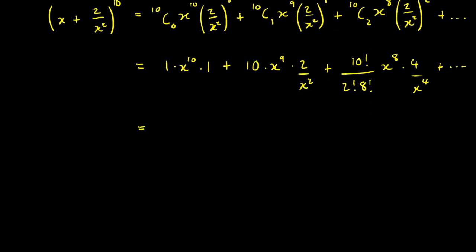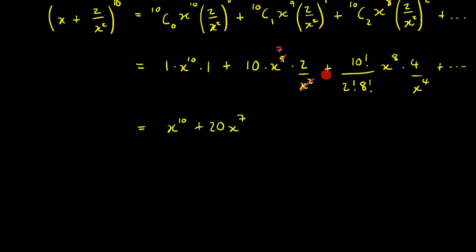So we get 1 times x to the power 10 times 1, which is x to the power 10. Okay, well, we can cancel off x squared from the second term. So that will become x to the power 7, or if you prefer, it's like we're subtracting the powers. So 9 minus 2 is 7. 10 times 2 is 20, so this is going to be plus 20 x to the power of 7.